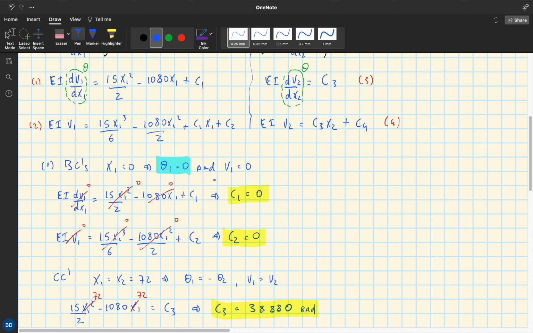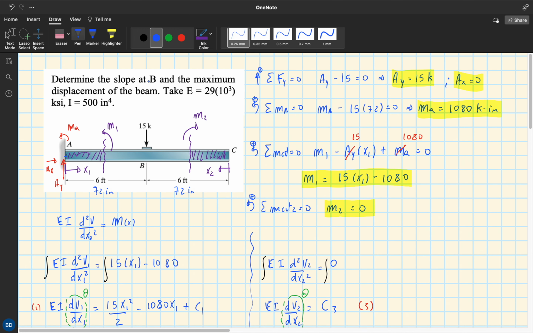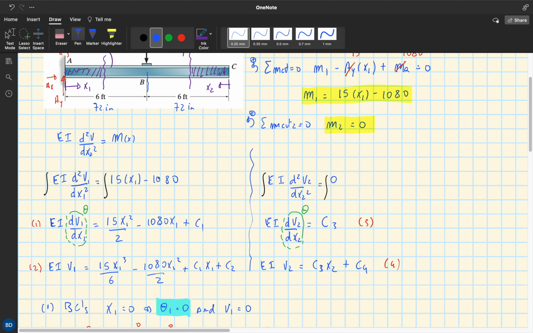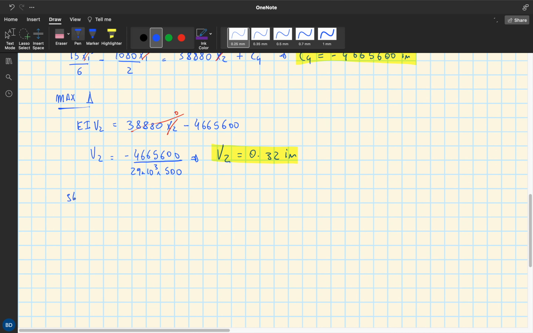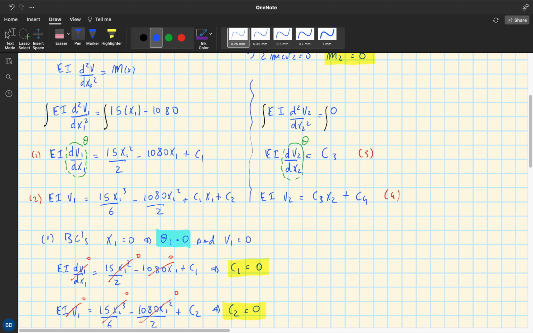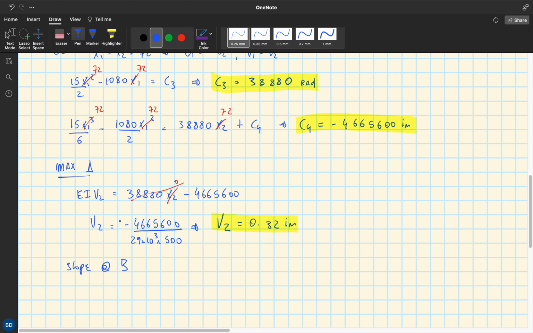Okay, and then also the problem asks the slope at B, and B is this point at midpoint. So I can either use the equation of 1 or the equation of x2, but the equation of x2 is much simpler, right? I only have this equation, so I'm going to use the equation 3 to find the slope. So is slope at B.